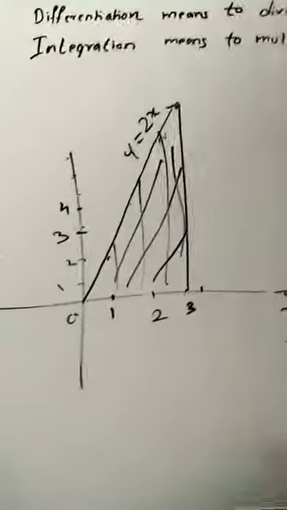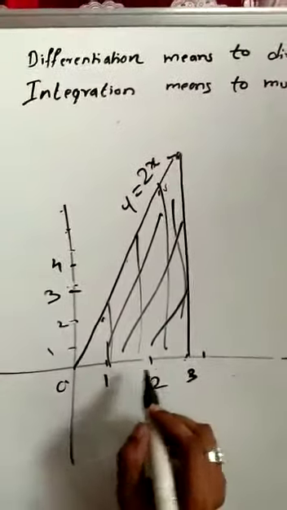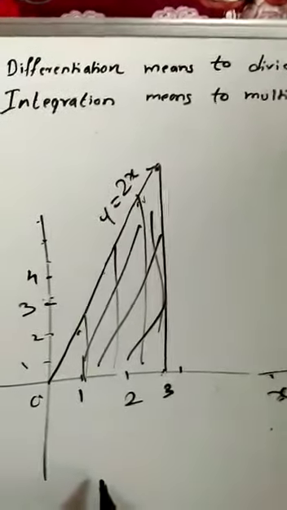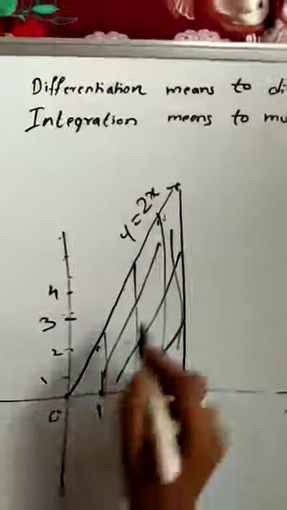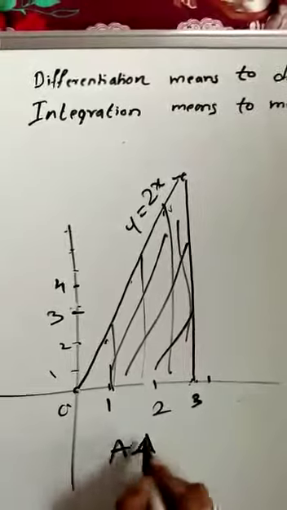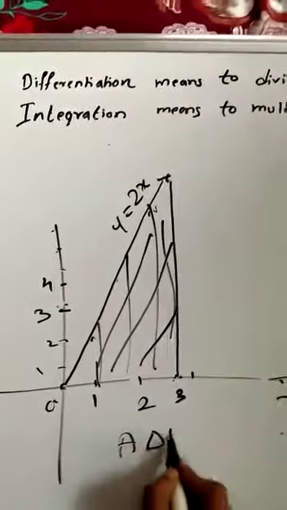Okay, now let us check it graphically. See, as we were talking, if we integrate here, what is integration? Multiplication, right? So let us multiply this area under this curve. Now what is the area under this curve? Area under this curve is the area of this triangle. Yes, the area of the triangle is the area under the curve.